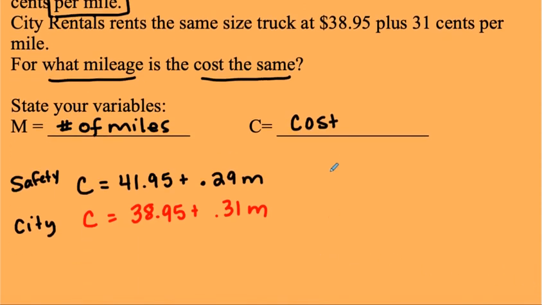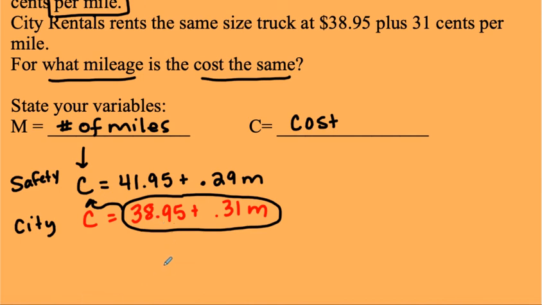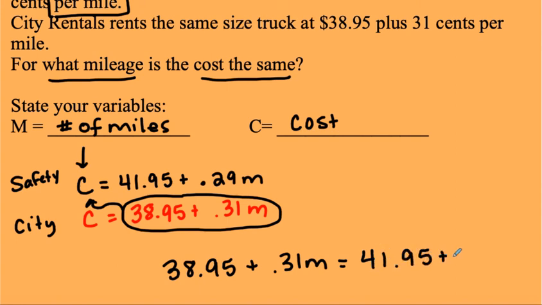Now, I wrote these in b plus mx just because it made the most sense to me. When we're doing these types of problems, you might already be able to tell substitution is likely going to be the best method. Why? Because they are both solved for C. So all I have to do is substitute 38.95 plus 0.31M in for C. So it's where I set the equations equal to each other, which also makes sense since I'm trying to find the mileage where the cost would be the same. Okay, so there's my substituted equation.